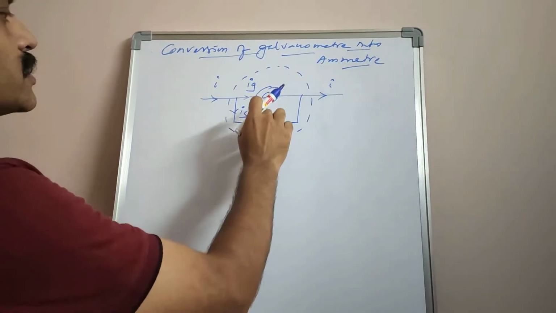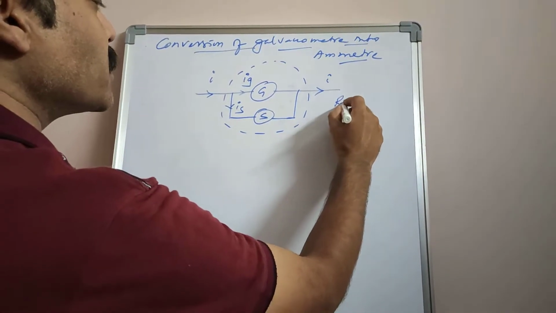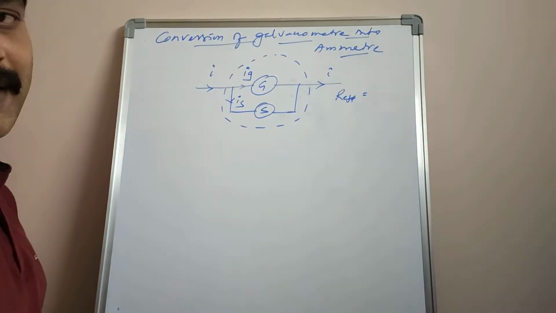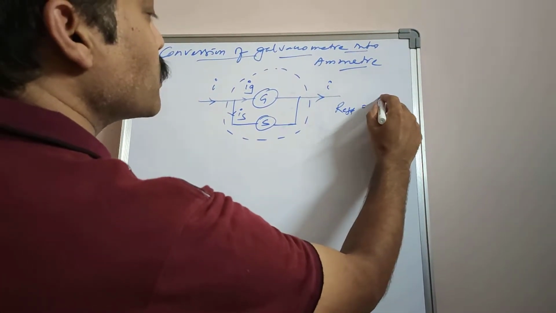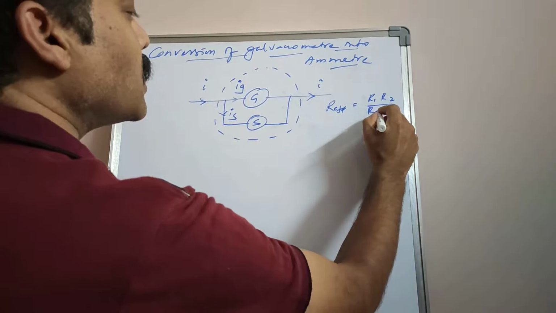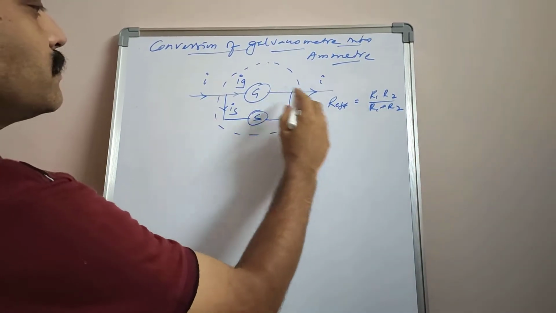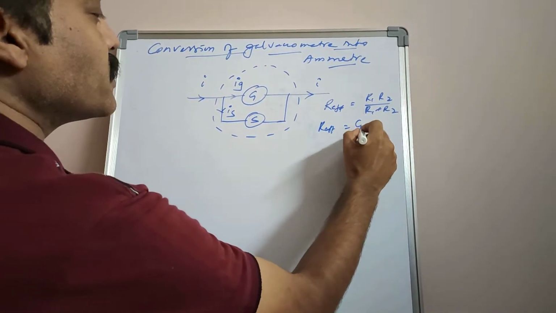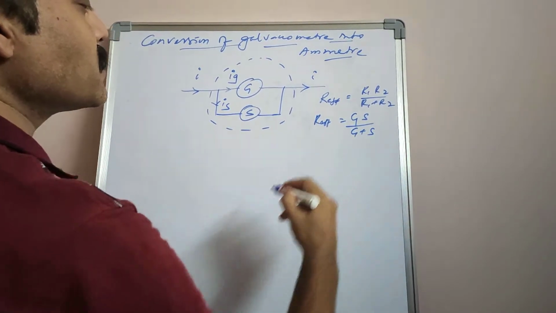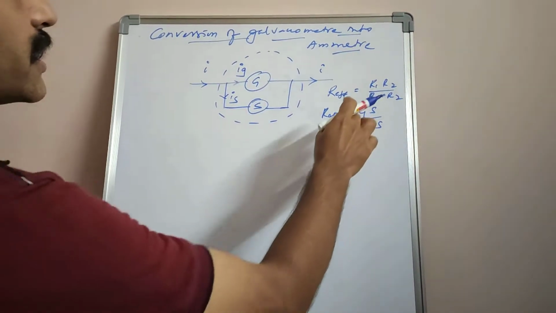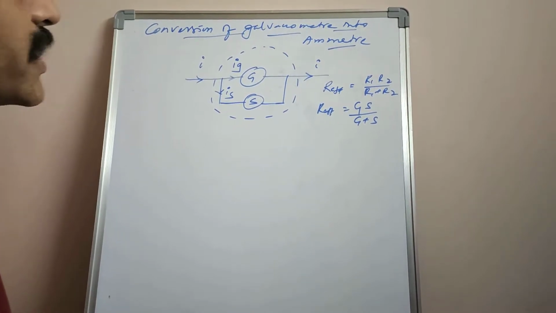Now when these two are connected in parallel combination, we need to find the effective resistance. Effective resistance is equal to R1 R2 by R1 plus R2 when both are connected in parallel. So that will be GS by G plus S, where G is the resistance of galvanometer and S is the shunt resistance.